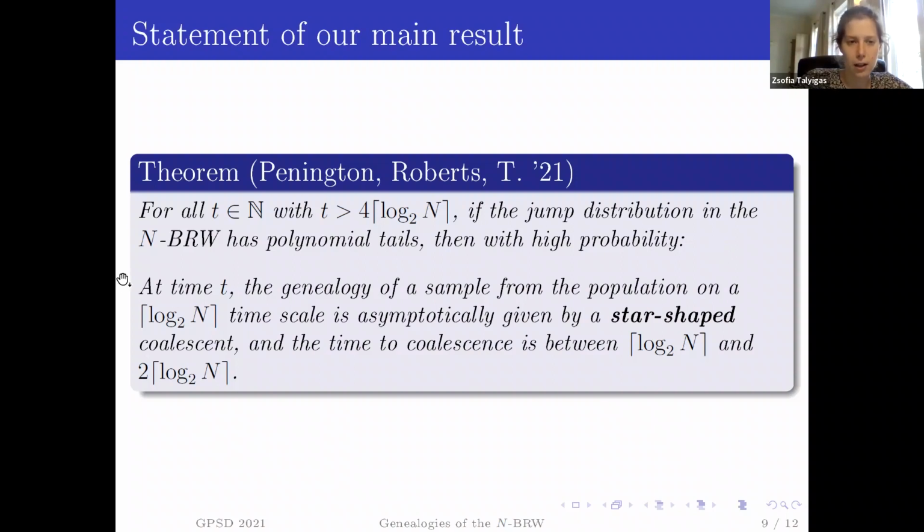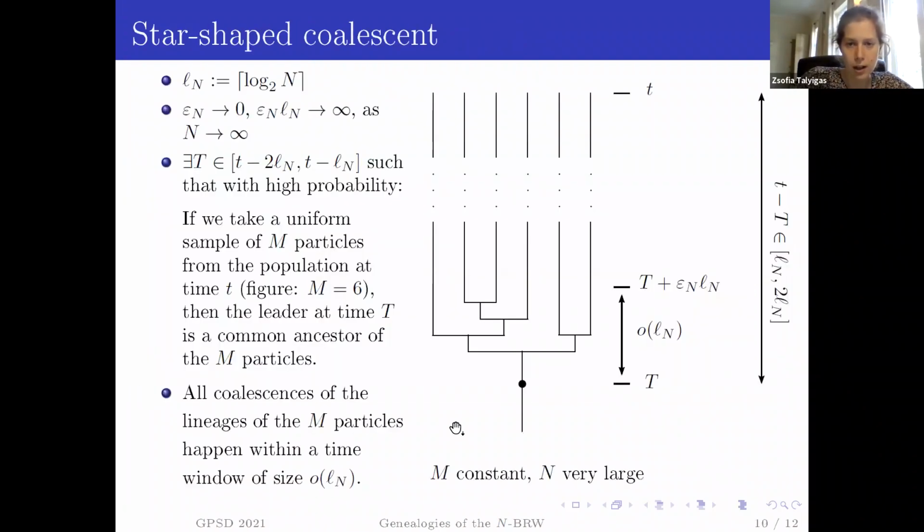So now I will explain this result a little bit further, and I will clarify what I mean by star-shaped coalescent on a log_2 n timescale. So we're going to look at this figure. In the figure, L_n stands for the ceiling of log_2 n, and epsilon_n is a sequence in n which tends to 0, but with epsilon_n L_n going to infinity as n goes to infinity. And in the figure, time increases from bottom to top, and little t is an arbitrary large time.